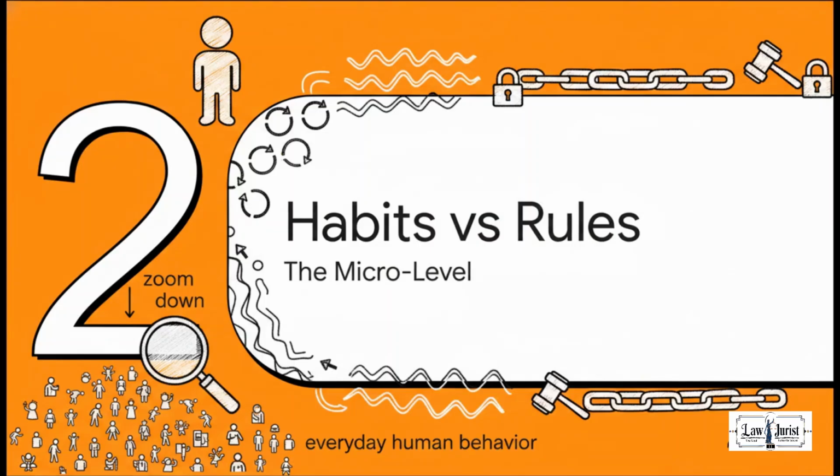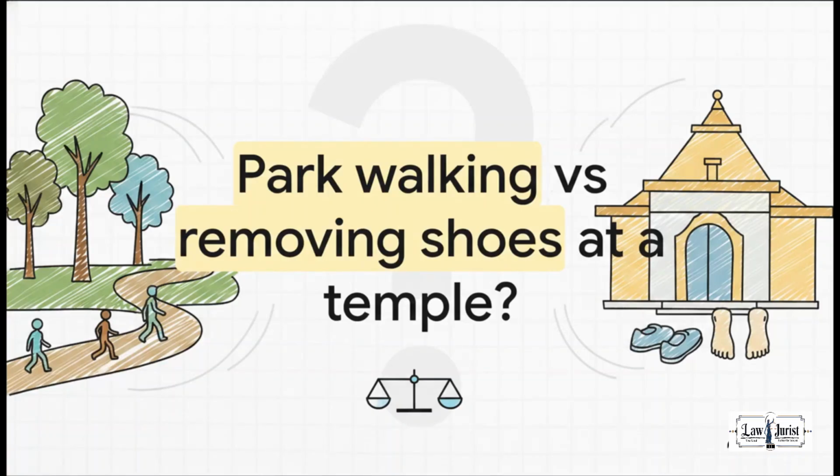Let's move on to Section 2, Social Habits versus Social Rules at the micro level. Having totally dismantled Austin's top-down command theory, Hart decides to build his own theory from the bottom up, looking really closely at everyday human behavior. Let's test your intuition with a quick interactive mini-case. Imagine a society of 50 people. Every single evening, 40 of them have a routine of going for a walk in the local park.